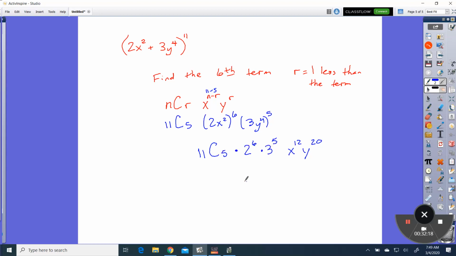Are you still doing it? So that's the 6th term of this binomial expanded out. So as long as you can remember it, it's not bad. It's being able to remember what you're supposed to do with it.